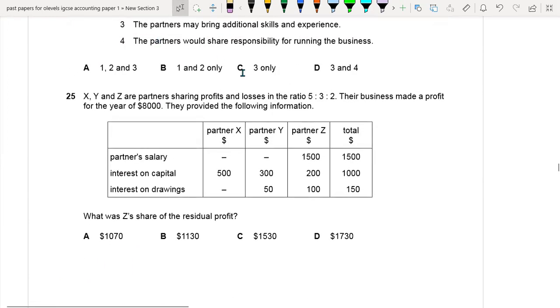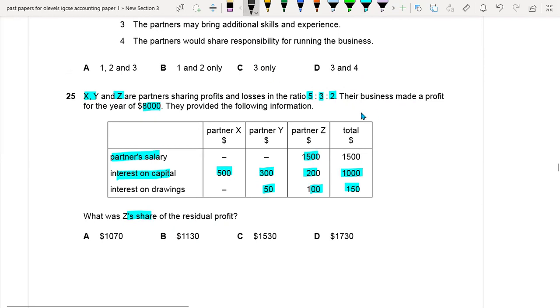Okay. So the next question is: X, Y, and Z are partners sharing profit and losses in the ratio 5, 3, and 2. Their business made a profit of 8,000. They provided the following information. Partner salary, only Z is receiving the salary. Interest on capital 500 for X, 300 for Y, and 200 for Z, and total interest on capital is 1,000. Interest on drawings 50 for partner Y, 100 for partner Z, and total is 150. What was Z's share of residual profit?